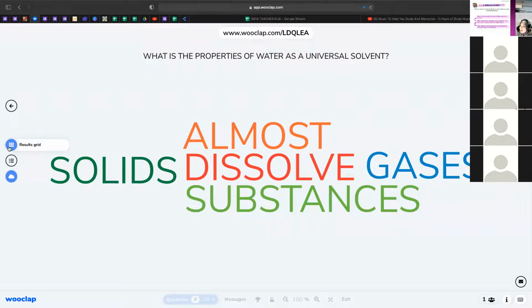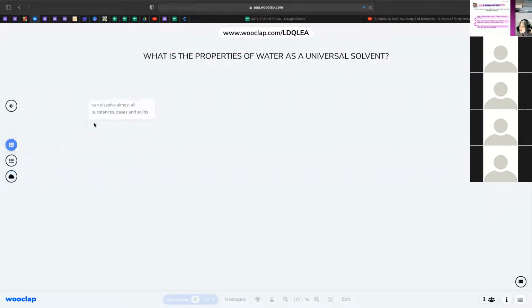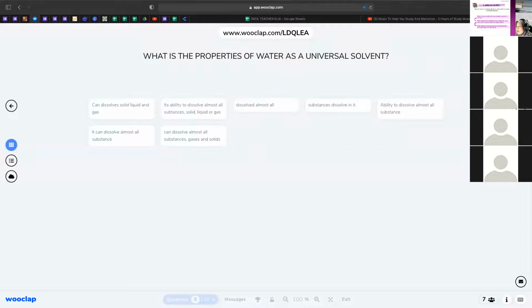Yeah, it can dissolve almost all substances, gaseous and solid. What else? Can dissolve almost all substances, gases, and solids. Ability to dissolve almost all substances. Yeah, very good. Okay, these are the properties of water as a universal solvent. Who else?